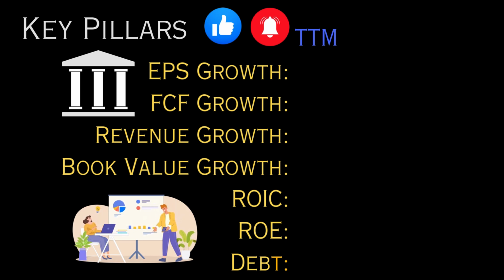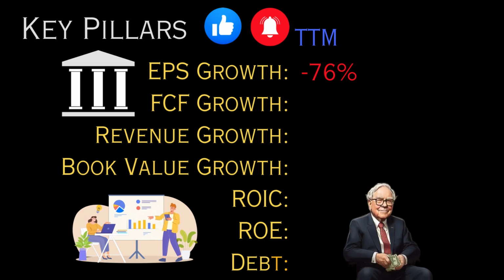The first pillar is earnings per share. This is where we take the net income and divide it by the shares outstanding. For Intel this is minus 76% for the trailing 12 months. Now, let's look at the free cash flow, which is the money a business can generate from its operations. Warren Buffett emphasizes the importance of strong financial health, and prefers companies that can generate substantial free cash flow. And here we can see, Intel have not hit our 10% free cash flow target, as it is minus 1%.